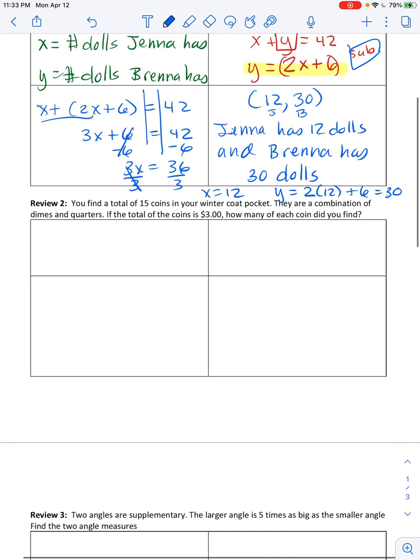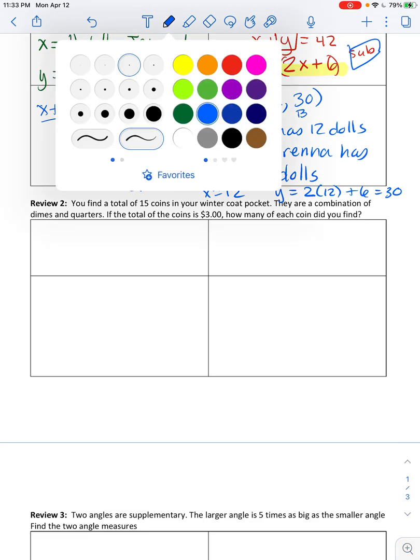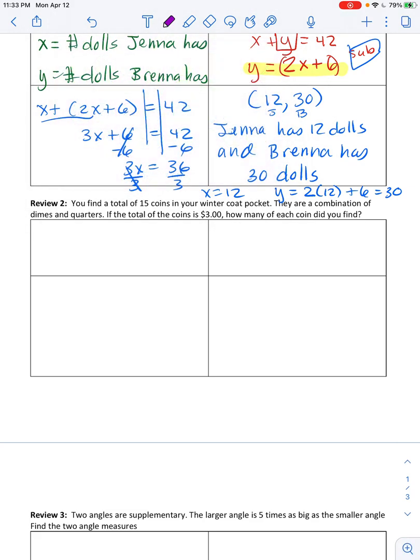All right. So we also have had some where there's more things to consider, like value. That's what's going to happen here. You find a total of 15 coins in your winter coat pocket. They are a combination of dimes and quarters. If the total coins is $3, how many of each coin did you find?